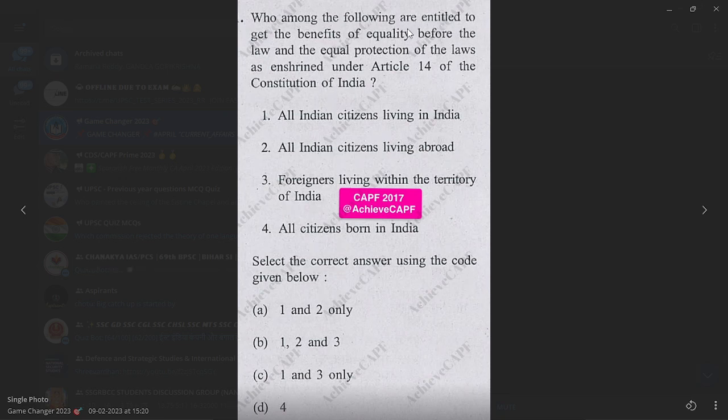Which among the following are entitled to get the benefits of equality before the law and equal protection of laws as enshrined under Article 14 of the Constitution of India? All Indian citizens living in India, all Indian citizens living abroad, foreigners living within the territory of India, all citizens born in India. All citizens living in India.